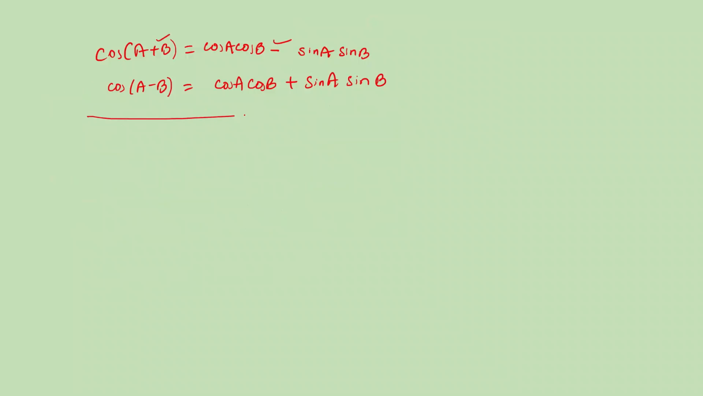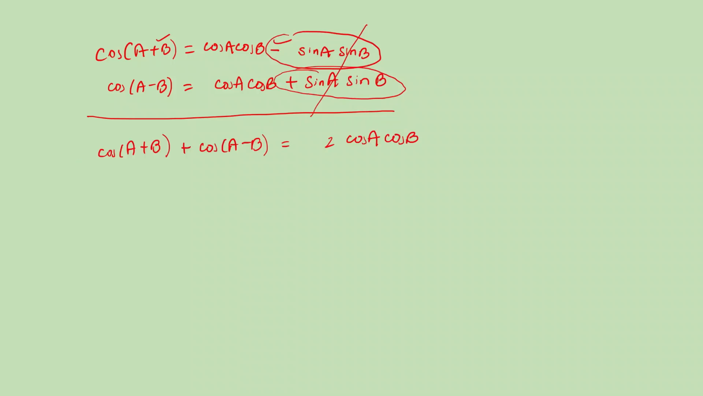Now again, what if we add these two things? When we add these two things, these two terms get cancelled out, right? Sine a sine b and minus sine a sine b, and what we are left with is this: cos of a plus b plus cos of a minus b is 2 cos a cos b. All right, so in a similar fashion, you will have to remember in the reverse order, because that will be mostly used in solving questions. 2 cos a cos b is cos a plus b plus cos a minus b.